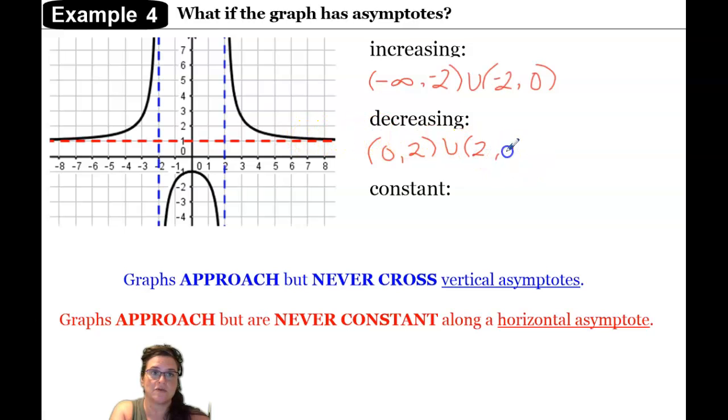So 2 to positive infinity would be our second part of the decreasing interval. And we know that it's never going to actually become horizontal because it's always approaching this horizontal asymptote. And so for the interval where the function is constant, that's a none because it doesn't exist.